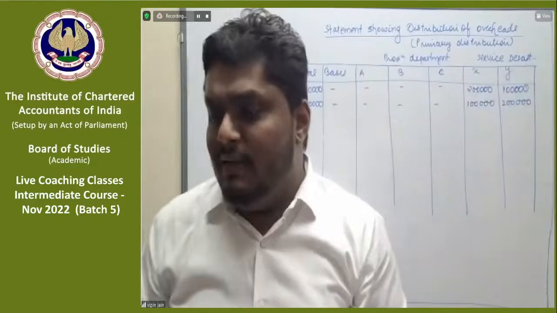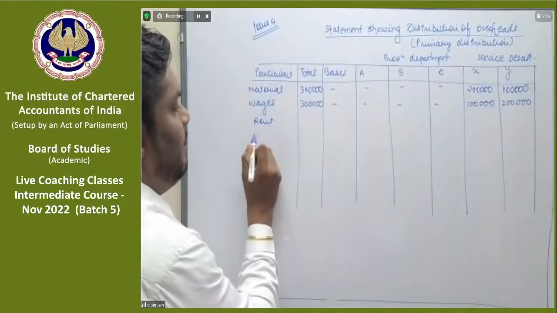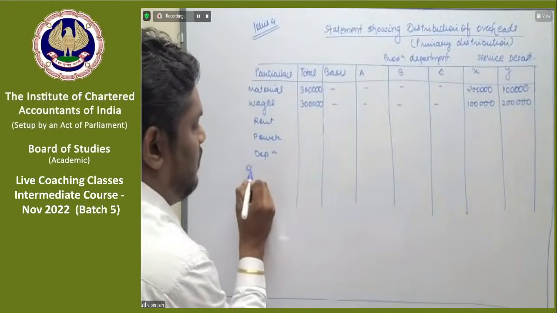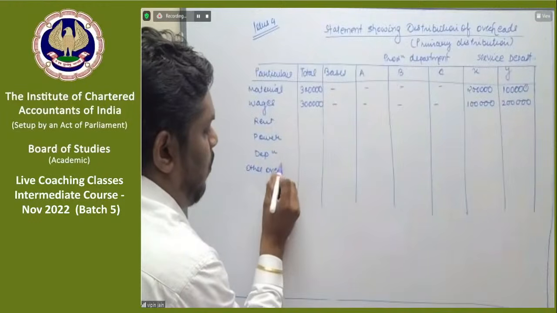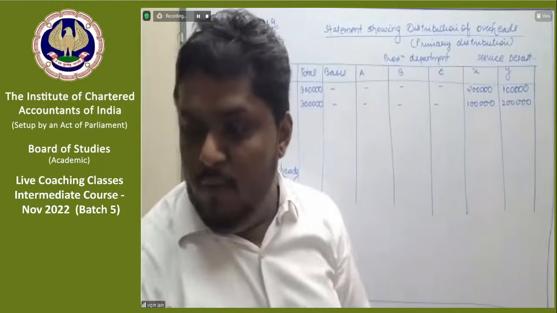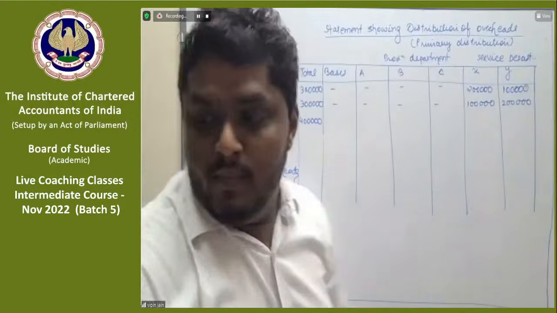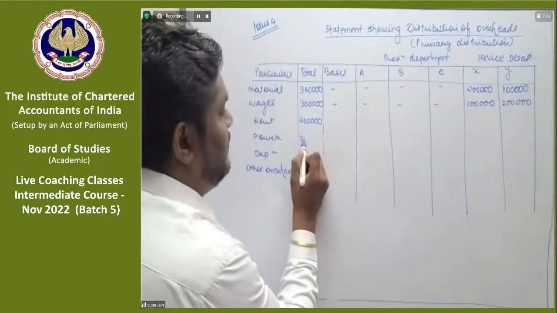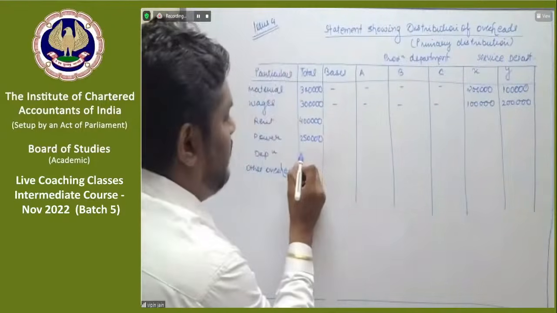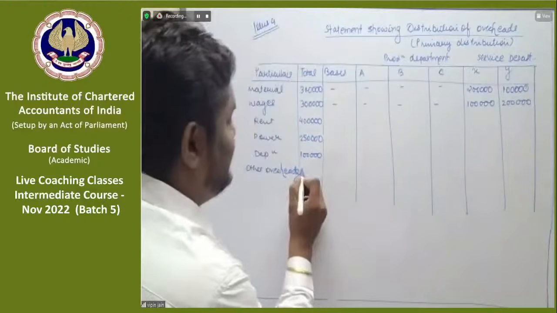Now, guys, let's start with the other expenses. That is rent, power, depreciation, and other overheads. So rent is 4 lakh. Total power cost is 2,50,000. Depreciation is 1 lakh. And the other overheads are 9 lakh.